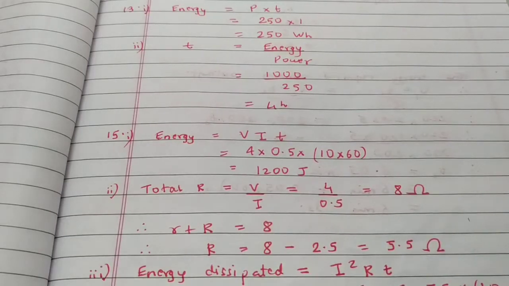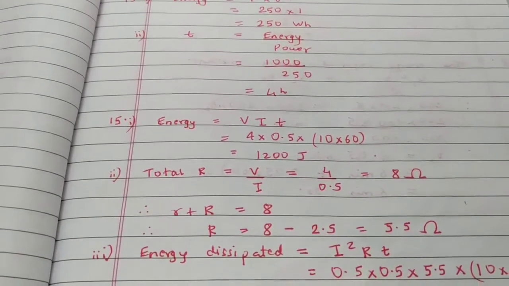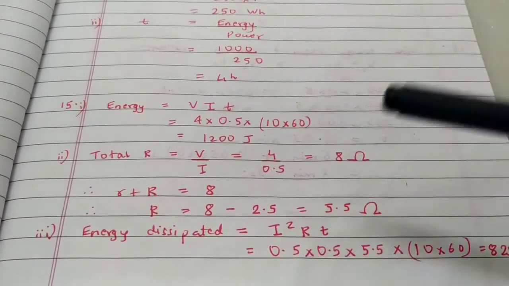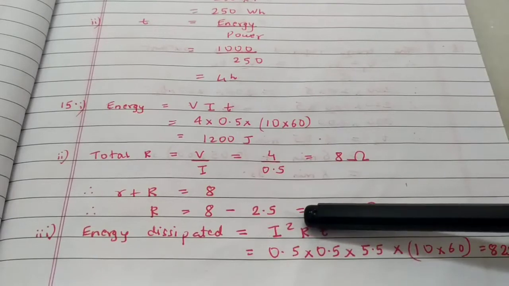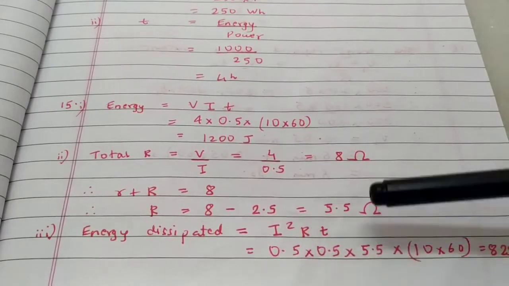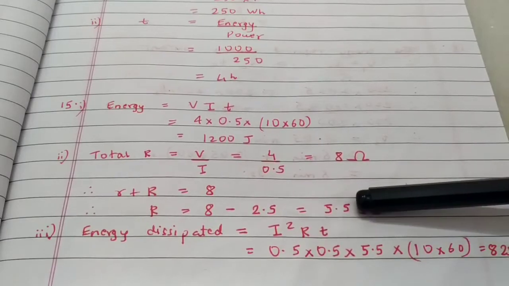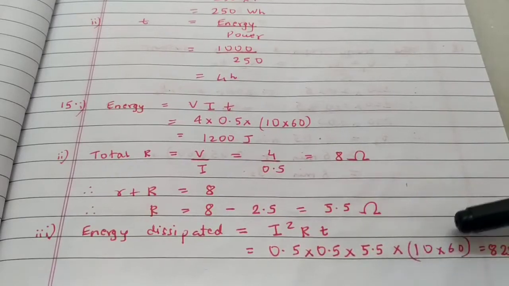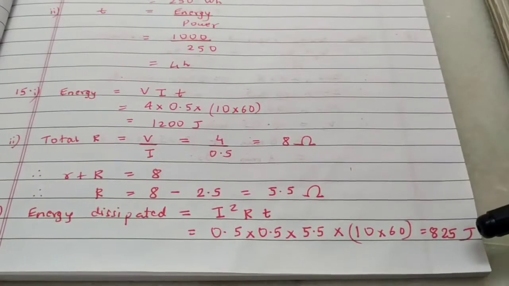And using that, we can now calculate the energy dissipated in the bulb. I'm using the formula I square RT. Current remains the same through the bulb and through the circuit because everything is in series here. The resistance we will use is that of the bulb, 5.5 only. And the time is 10 minutes. I'm using seconds so that the final answer is in the SI unit of joule.